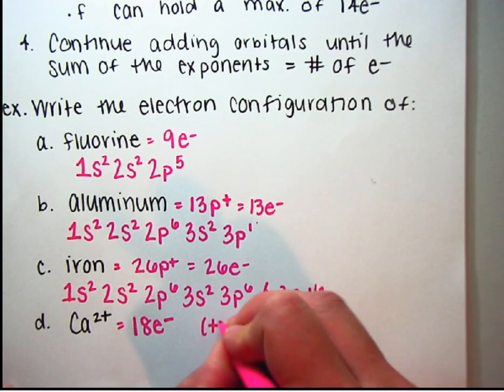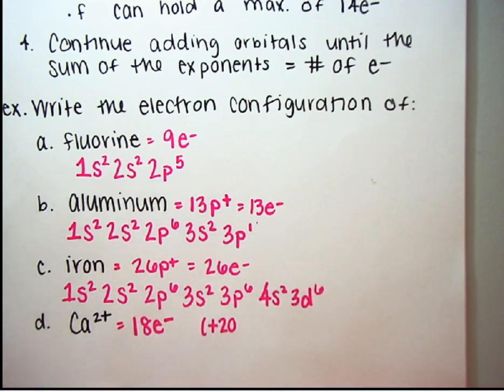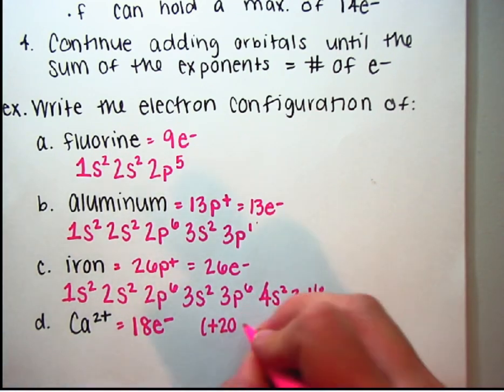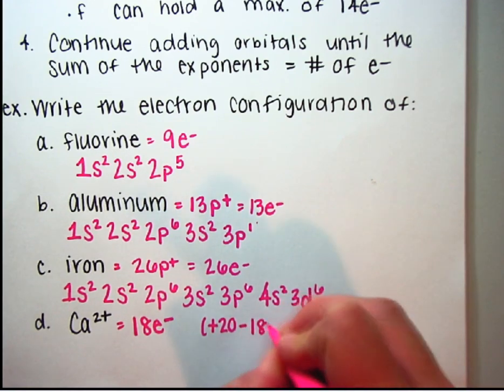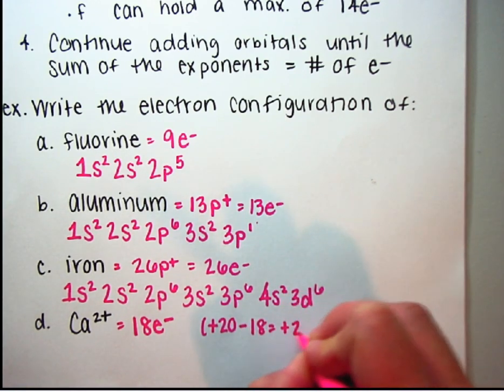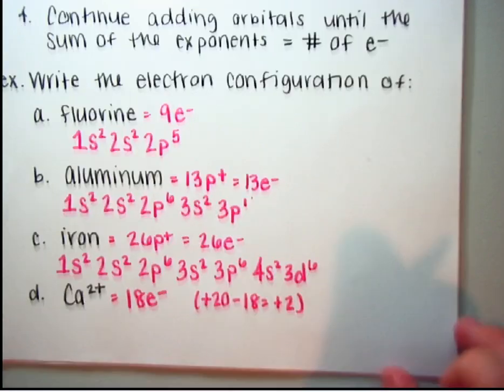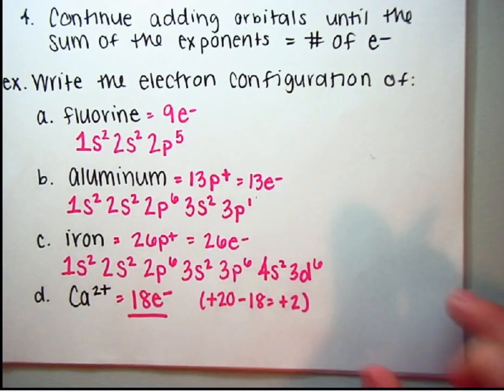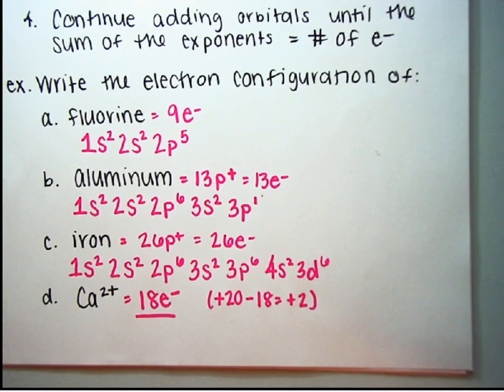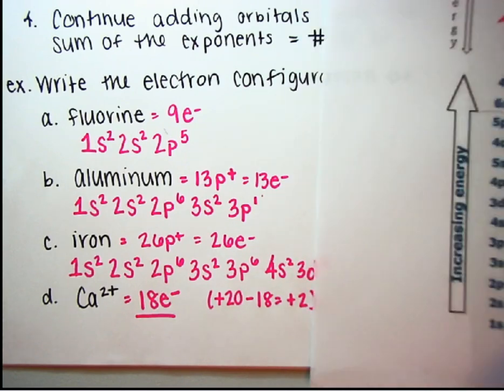Again, calcium has 20 protons, so that would be 20 positive charges. If it has 18 electrons, that's 18 negative charges. That's going to get me to that net charge of +2. But once you know the number of electrons, we're going to do atoms and ions the exact same way.